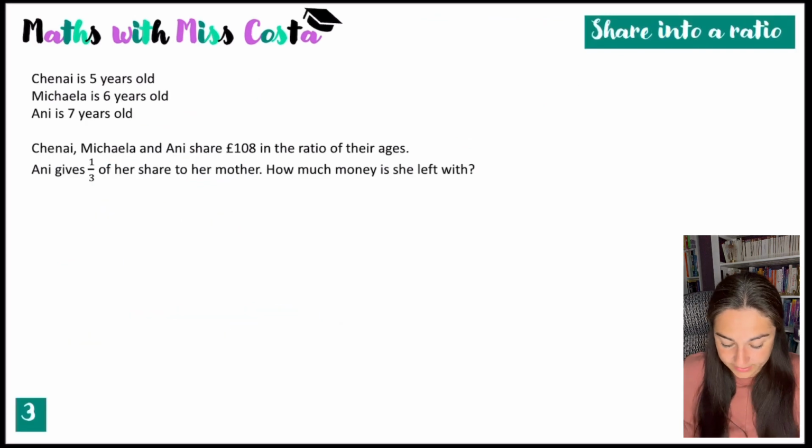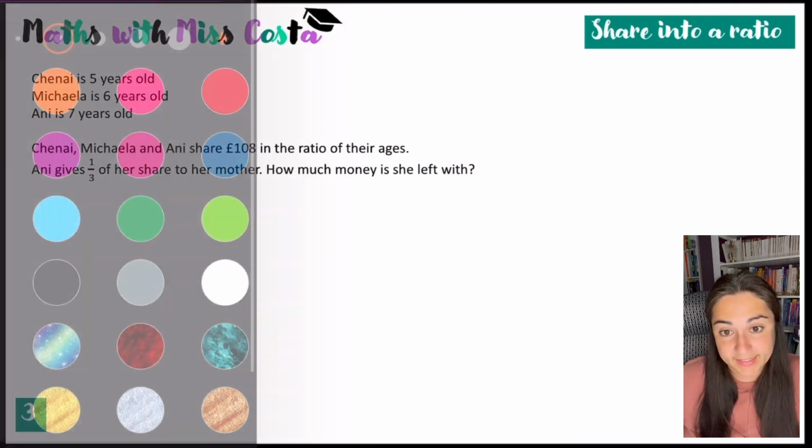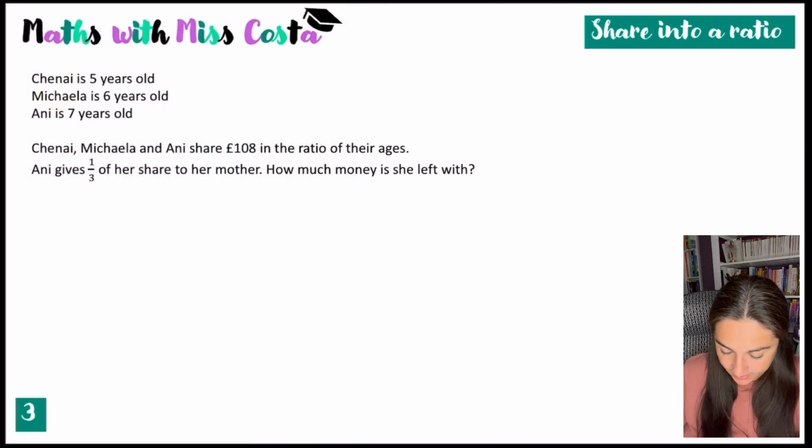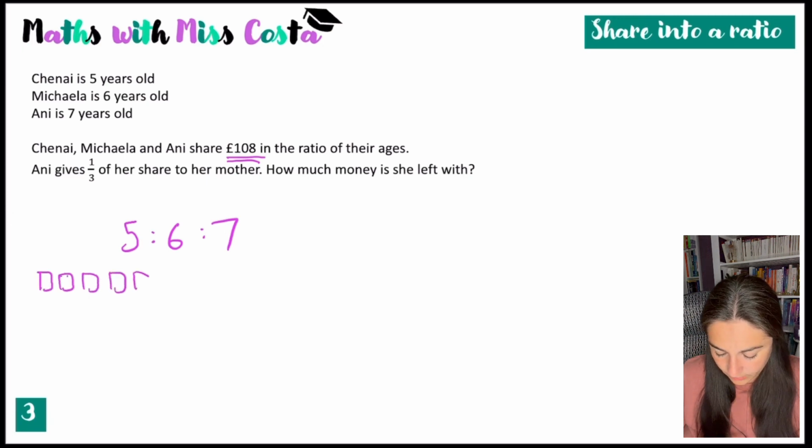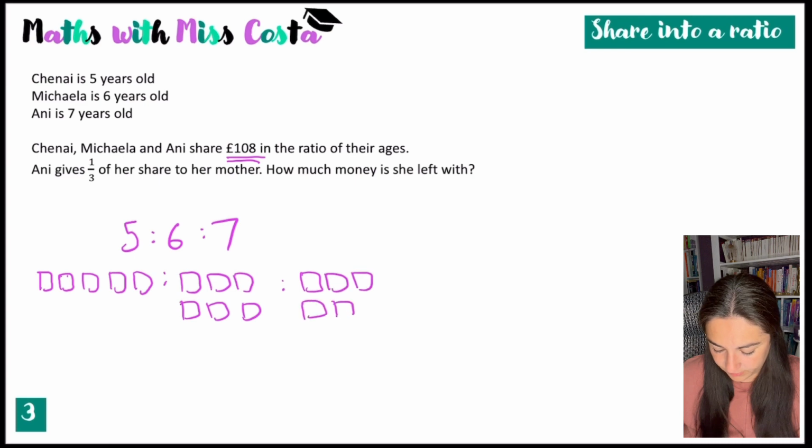Okay, share into a ratio. So Shania is 5 years old, Michaela is 6 years old, and Annie is 7 years old. They share £108 in the ratio of their ages. So that would be 5 to 6 to 7. You're splitting 108 into those parts. So you could draw it out 1, 2, 3, 4, 5. 1, 2, 3, 4, 5, 6. And then 1, 2, 3, 4, 5, 6, 7.